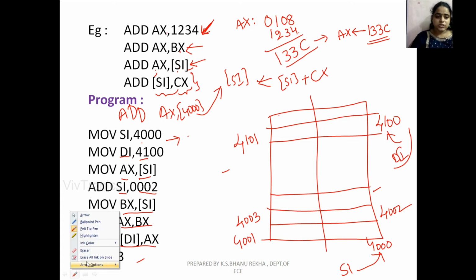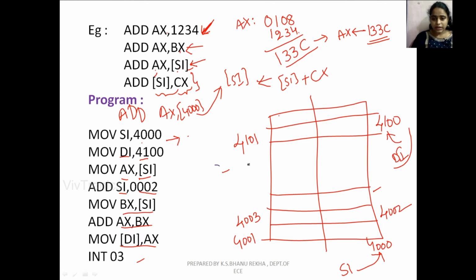The next instruction is MOV AX comma content of SI. To give content in SI, we are going to take data in memory locations, so let us add 1234 and 0108. I am just going to add this data here. So MOV AX comma content of SI: after execution of this instruction, AX is loaded with data 1234.